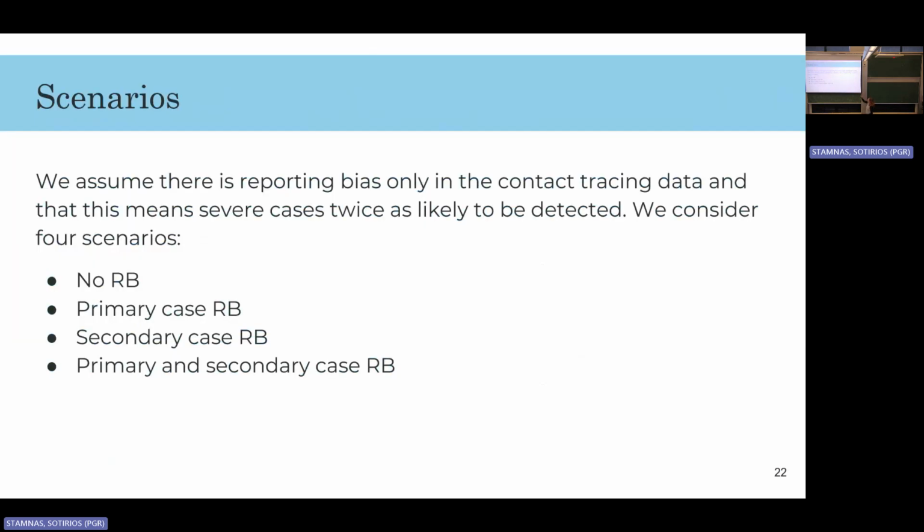So we assume in this scenario that there's only reporting bias in the contact tracing data. We assume the population incidence has been adjusted for this, so that's giving us a good estimate for the actual proportion of cases that are severe. And we assume that severe cases are twice as likely to be detected as mild cases. And we have these 4 scenarios: no reporting bias, reporting bias in only primary cases, reporting bias in only secondary cases, and reporting bias in both primary and secondary cases.